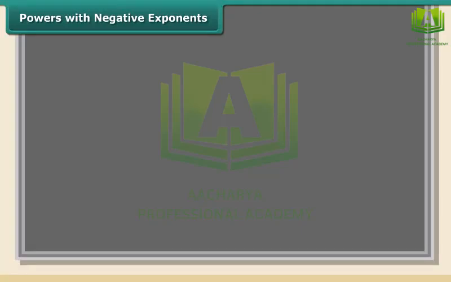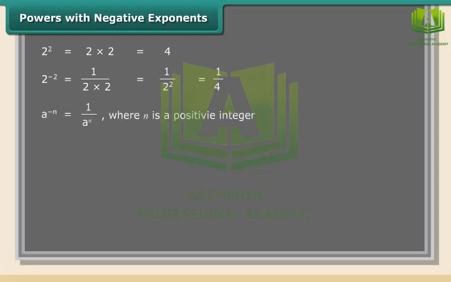Powers with negative exponents. 2 raised to the power 2 is equal to 2 × 2 = 4. 2 raised to the power minus 2 is equal to 1 upon 2 × 2, which is equal to 1 upon 2 raised to the power 2, which is 1 upon 4. In general, a raised to the power of minus n is equal to 1 upon a raised to the power n, where n is a positive integer.